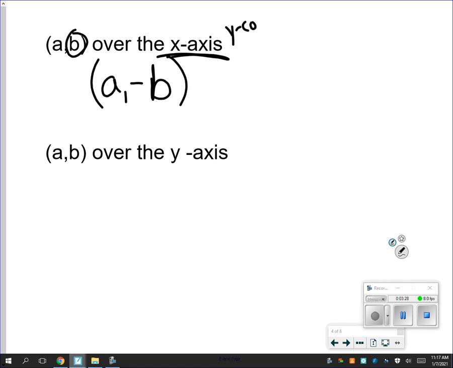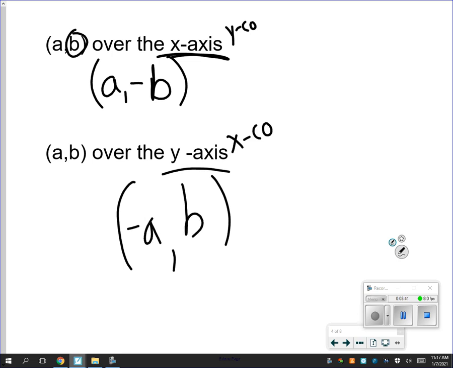Alright, for the next one, same deal, except I'm going over the y-axis. So whatever the x coordinate is, that's going to switch signs. In this case it's a positive a, so I'm going to change it to a negative a, and nothing happens to the y coordinate.